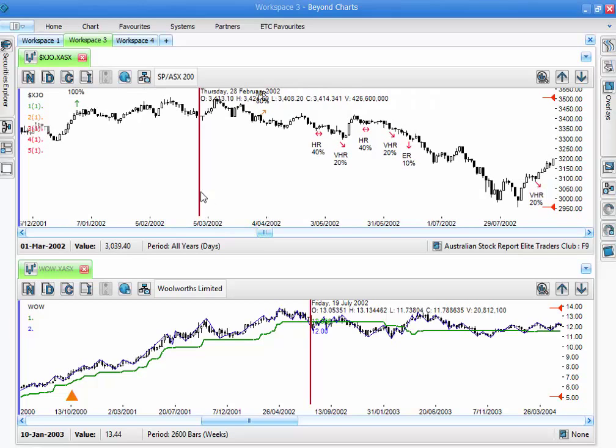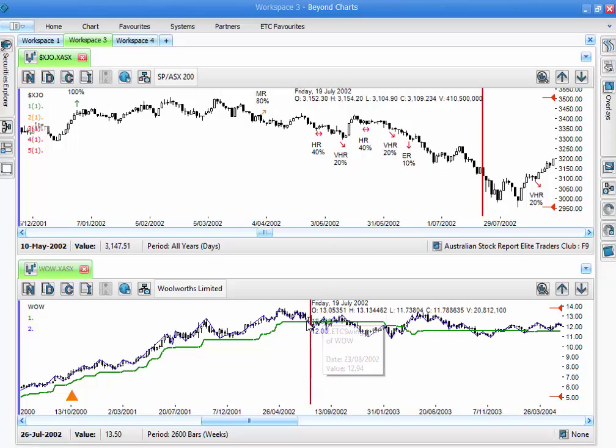So July, April, May, there we go. So we're now up into June, July the 19th. There. So on this particular occasion, it did actually follow the market down. The market started to move down over a period of time, lots of black candles in the market, and eventually that was enough to drag Woolworths down as well, and that's the end of our trade.